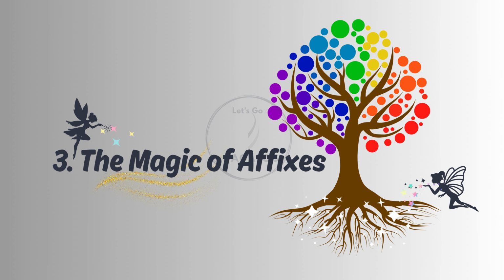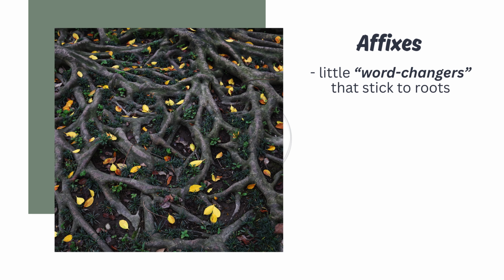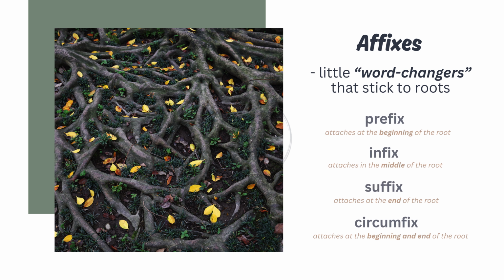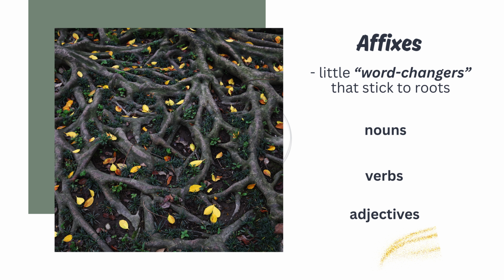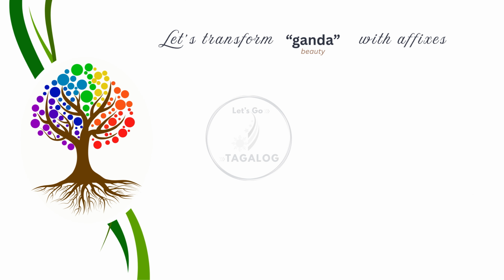Number 3, the magic of affixes. Now the real adventure kicks off with affixes, little word changers that stick to roots. They can pop up at the beginning, middle, or end, shaping nouns, verbs, and adjectives. Mastering these is your golden key to fluency. Let's transform ganda with affixes. Ka plus ganda plus an, kagandahan.